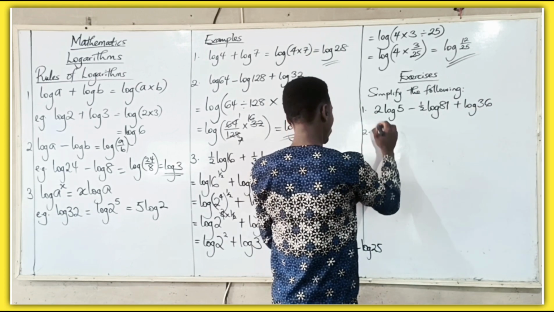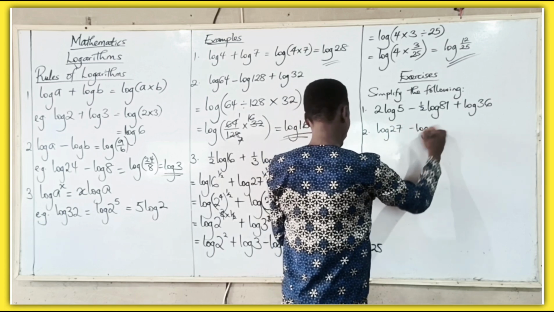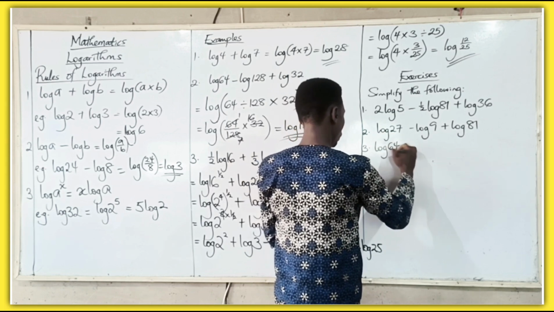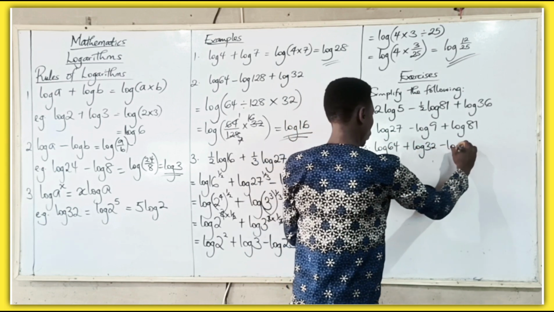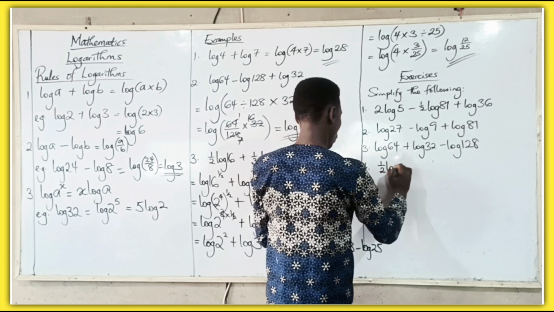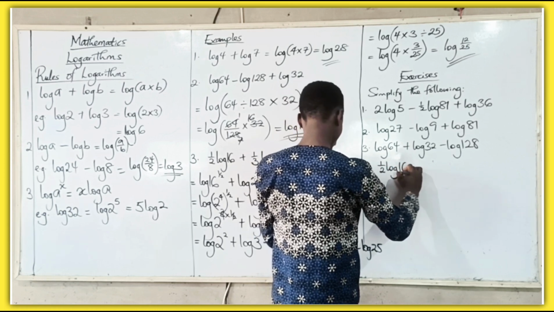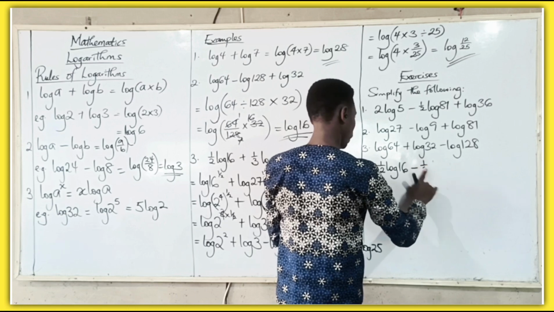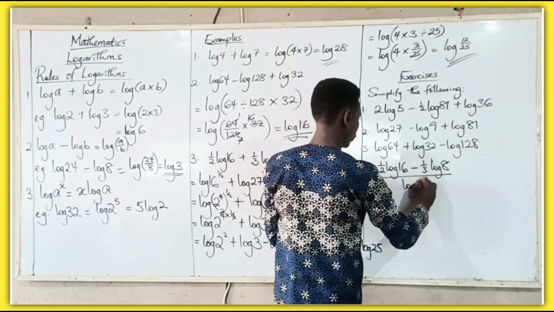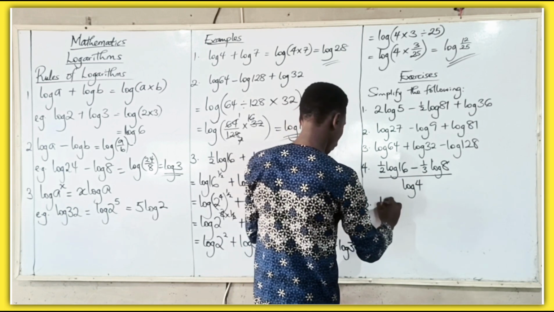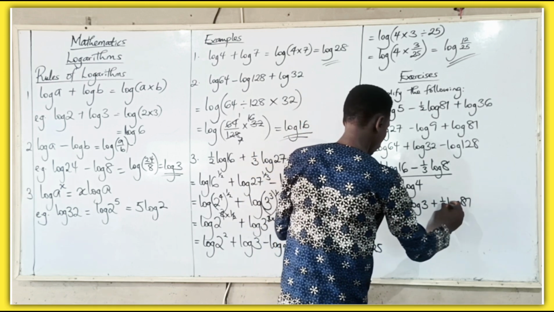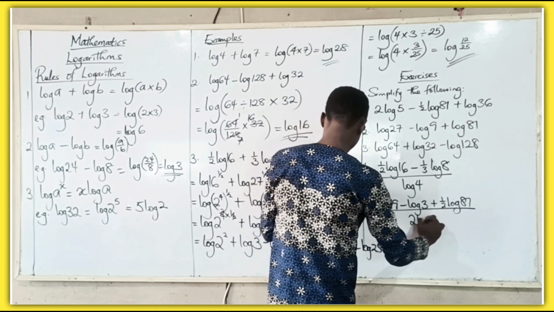Second question is log 27 minus log 9 plus log 81. Number 3, we have log 64 plus log 32 minus log 128. Number 4, we will have 1/2 log 16 minus 1/3 log 8, all over log 4. Number 5, we have log 9 minus log 3 plus 1/2 log 81, all over 2 log 3.